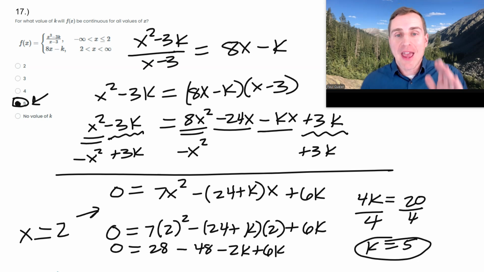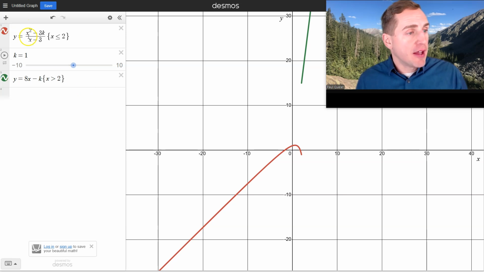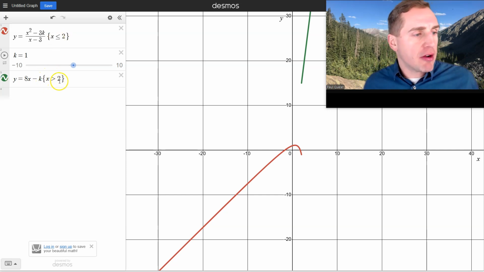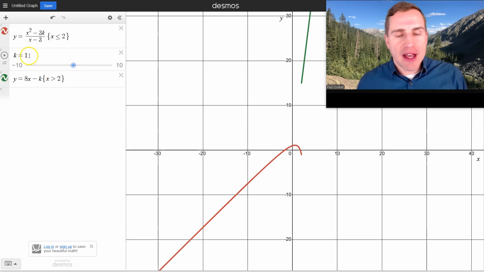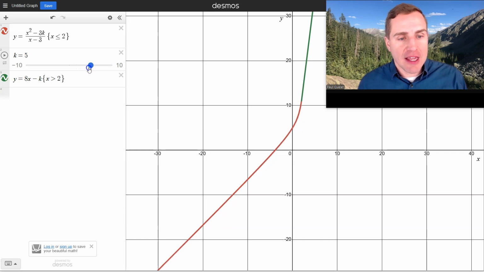Now there's also a Desmos way to solve this. In other words, you can do this graphically. I'm about to show that in just a moment. So here we have the Desmos graph. Here I've got (x squared minus 3k) over (x minus 3). And then we've got 8x minus k. Notice I specify the domain, x less than or equal to 2, and then x greater than 2. Notice the default value that Desmos gives me is k equals 1. So let's use the slider to see if we can get these to match up. And look at this. It looks like they come together right as k equals 5.